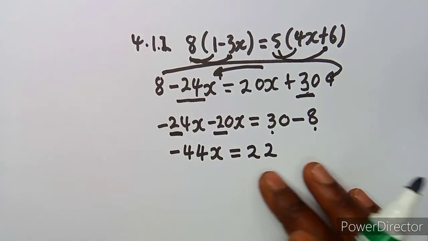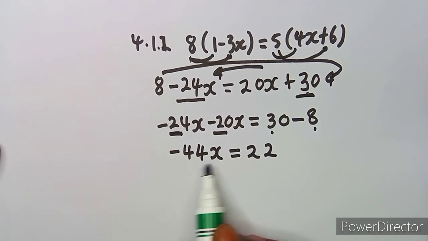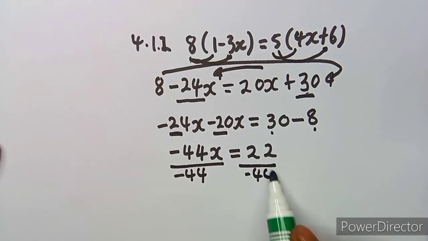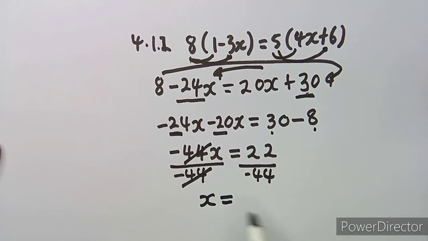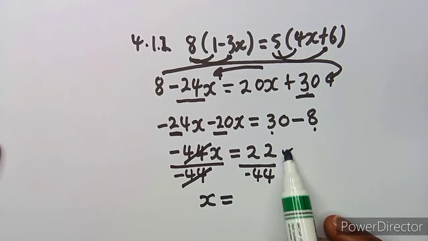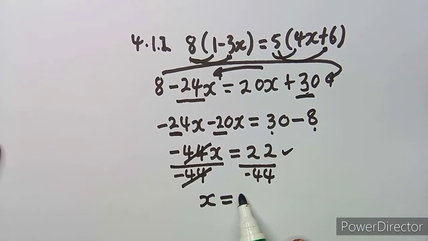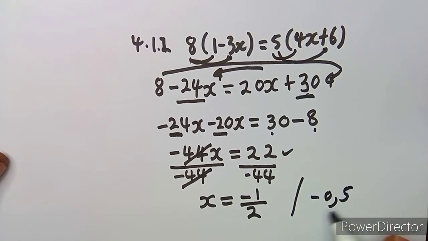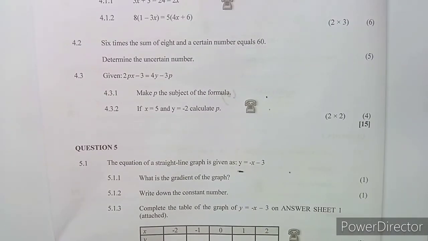Take note, guys, this is going to give you 22. So to find x, what am I going to do? You divide by negative 44 here, and you divide by negative 44 here. These two cancel, and you've got the value of x. If you use your calculator properly, 22 over minus 44 is going to be minus 1 over 2. This is the value of x, or someone can write this as a decimal, which is minus 0.5. So that's it, guys, it's a pretty nice question.